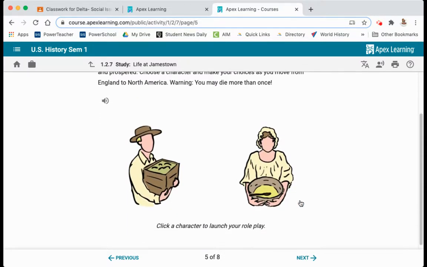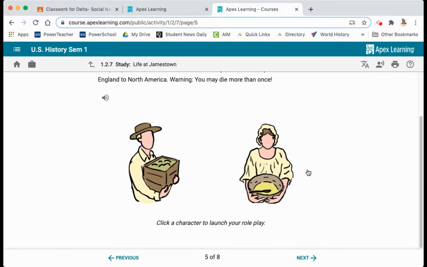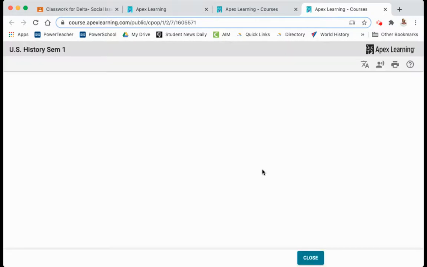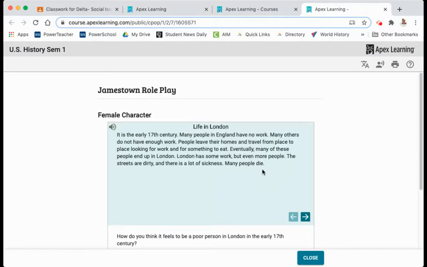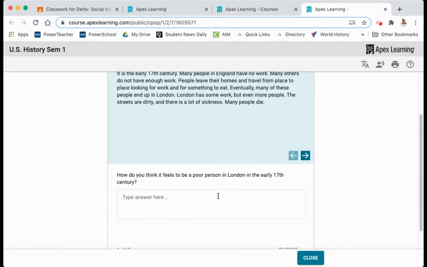And then on this page, you are actually going to choose a character and make choices as you move from England to North America. And you may die more than once in this process. So you'll pick the man or the woman. I'll pick the woman today. And you will go through this little simulation and keep track of how many times you die through the simulation, because it does ask that.